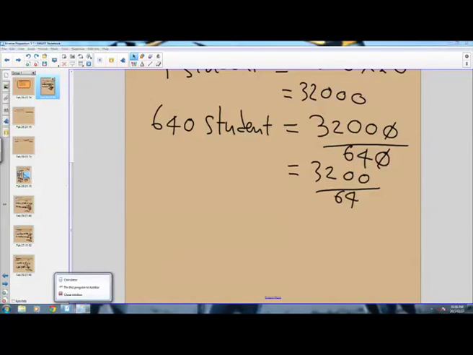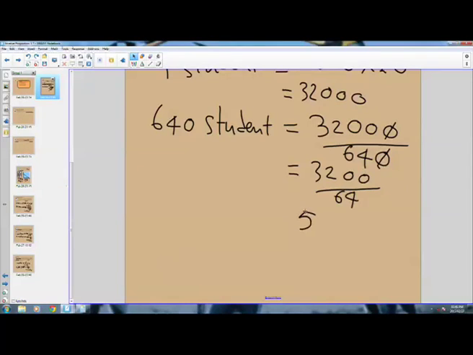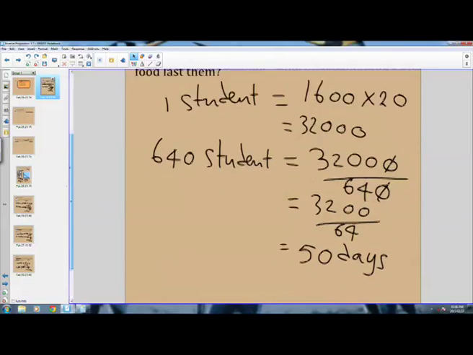This is our calculator here. 3200 divided by 64 is 50. So the 640 students will now take 50 days. 640 students take 50 days. So this is the time that will last 640 students.